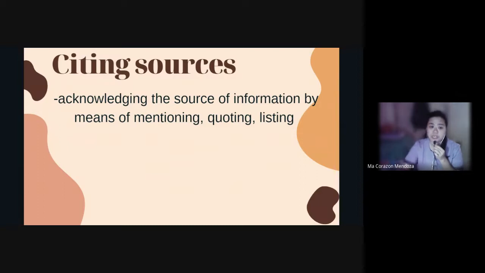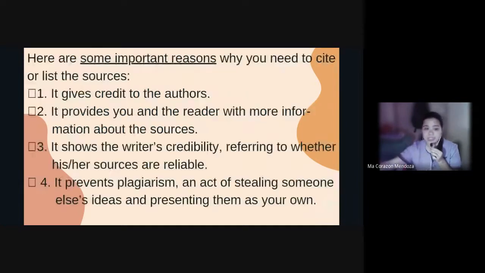I want you to read. Thank you very much. So we have here three: mentioning, quoting, and listing. That means these are the ways that we can cite sources in order for us to avoid plagiarism. Now, our lesson is all about listing. Listing is citing sources by means of writing a bibliography. And that's exactly what our lesson is for today.